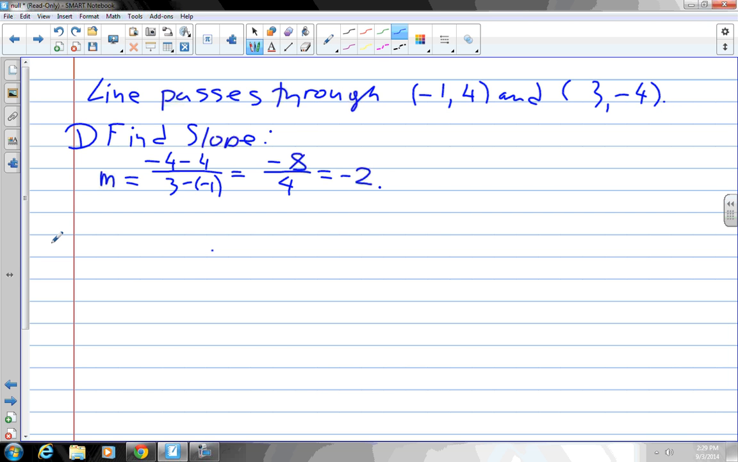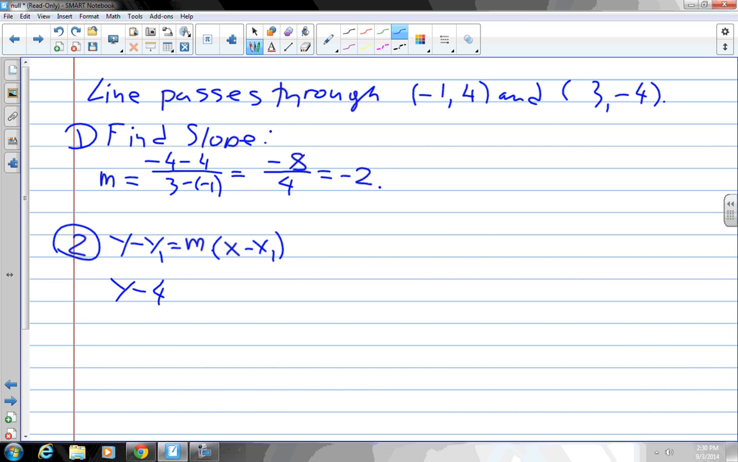Right? No? Okay. So I have the slope now. I have 2 points. Which point do I use in my equation? Doesn't matter. That's right. Both of these points should work. We all should come up with the same answer. So let's use the first point.